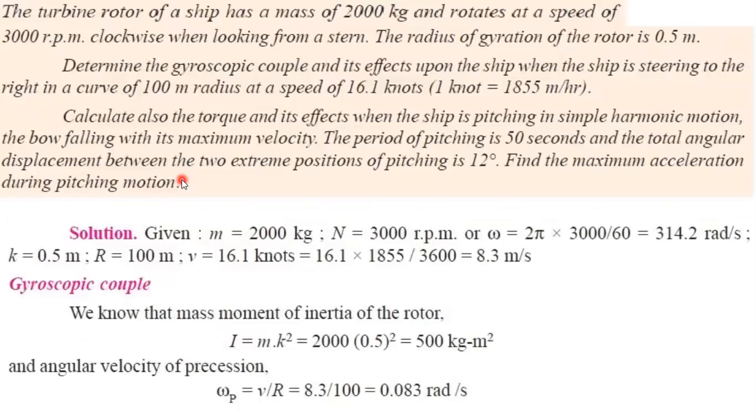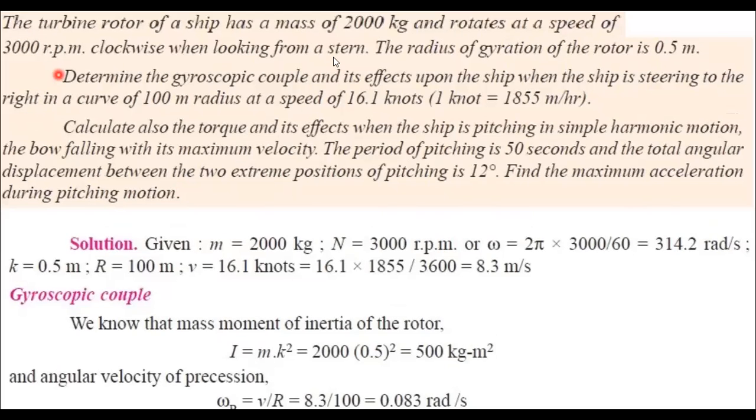In the next problem, a turbine rotor of a ship has a mass of 2000 kg and rotates at a speed of 3000 rpm.